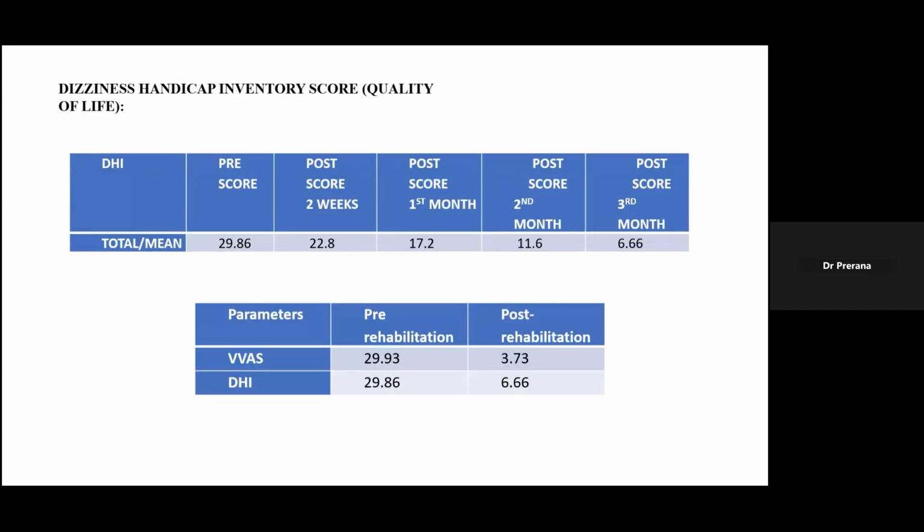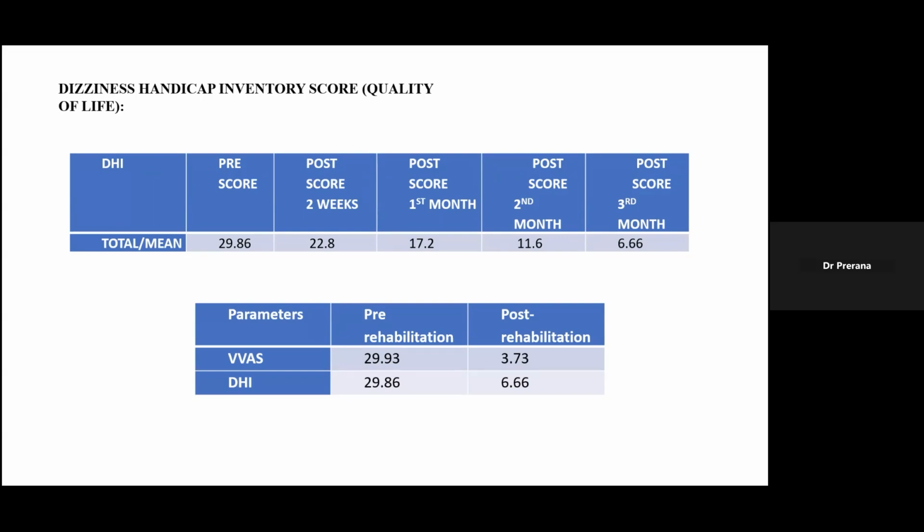So this is the chart showing dizziness handicap inventory score to assess the quality of life. The mean dizziness handicap inventory score before starting vestibular exercises was around 29.86, which subsequently, on exposure to vestibular exercises, decreased to around 6.6 by the end of the 3rd month.